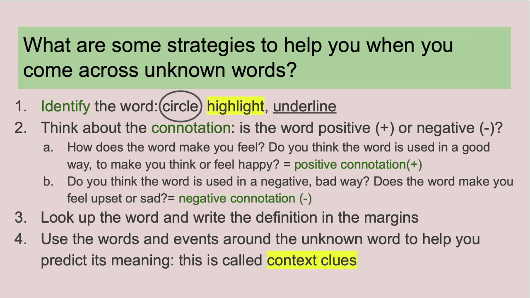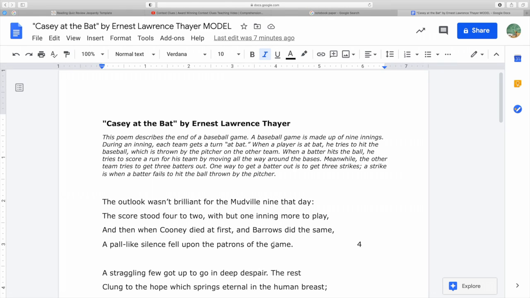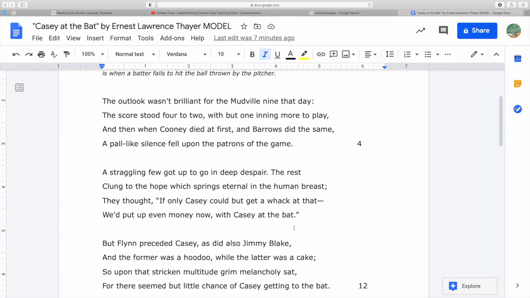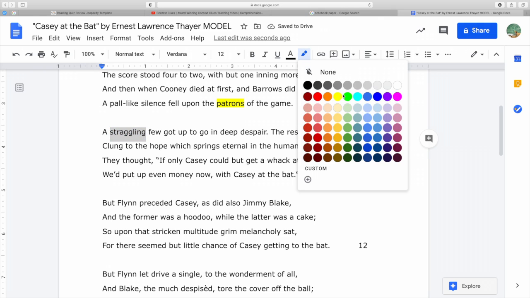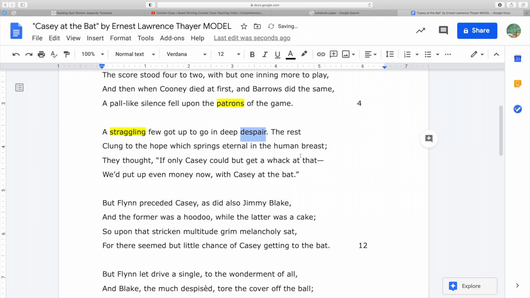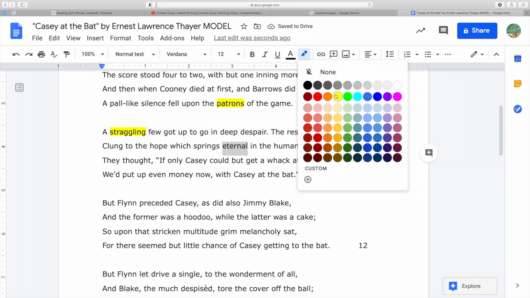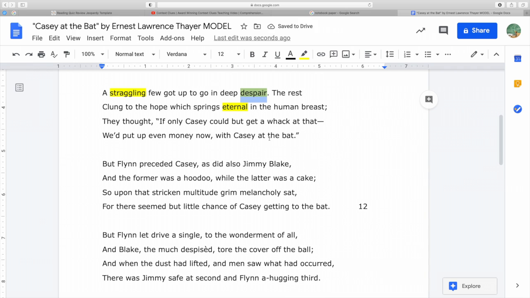The first thing we need to do is identify the word: either circle, highlight, or underline words we don't know. On the screen is the poem that you guys had for homework. I'm going to go in and underline or highlight words I'm just not familiar with. So any word that pops out to you that you're like, I don't think I know what this means, you're just going to highlight, circle, or underline. That's the first step. Once you have a few of these highlighted, you can move on to step 2.